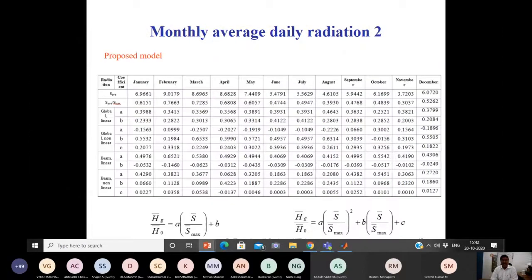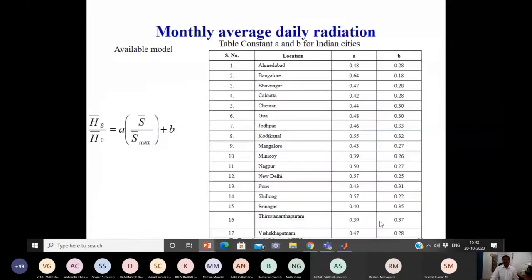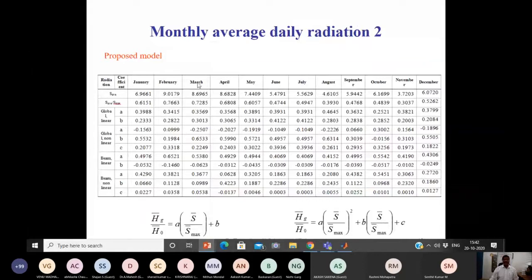So again, the model has been refined here by a non-linear equation. Here, this is a non-linear equation. In this non-linear equation, the constants are A, B, C, and these constants are also defined with reference to the months, January to December. These constants are changing for global radiation and beam radiation.